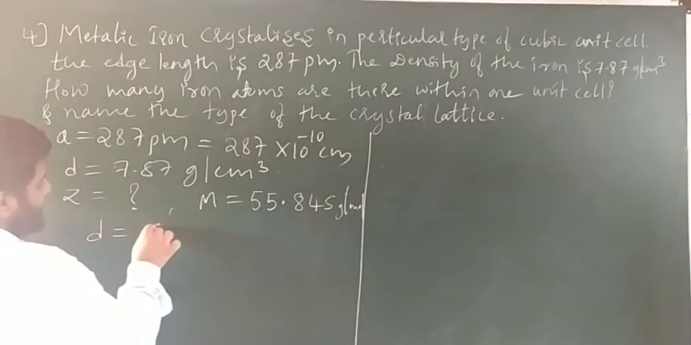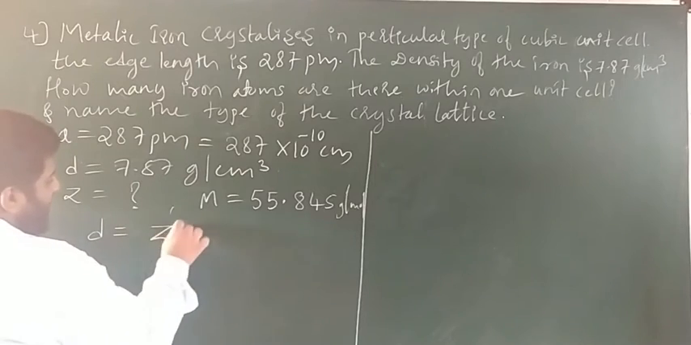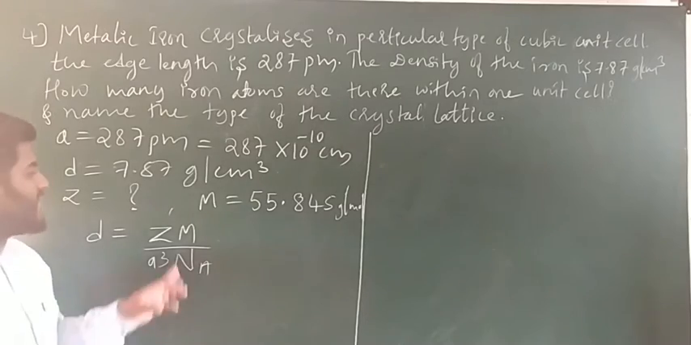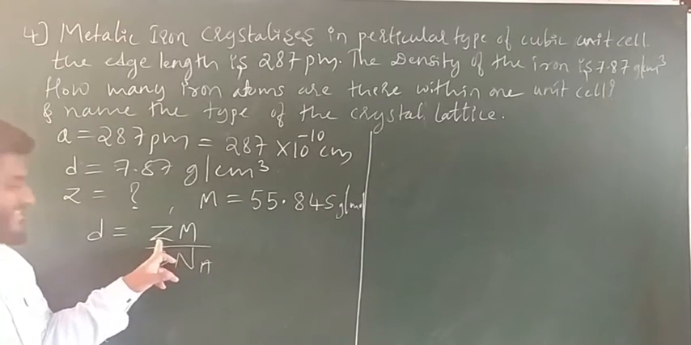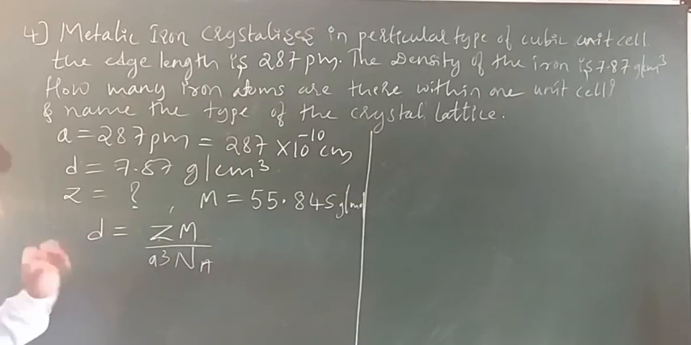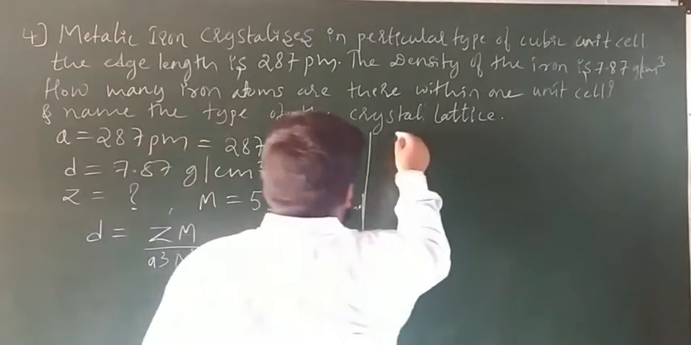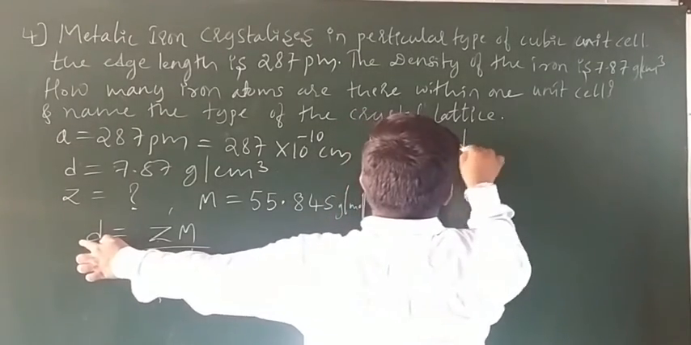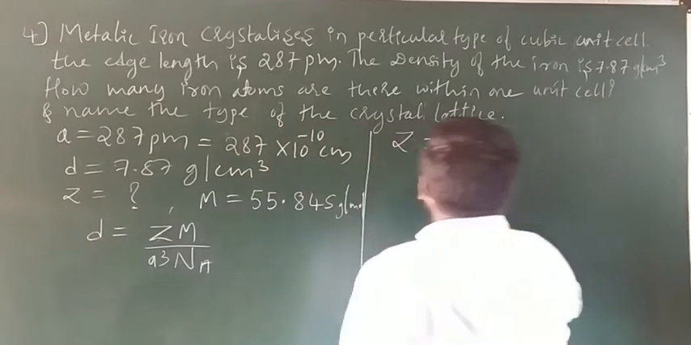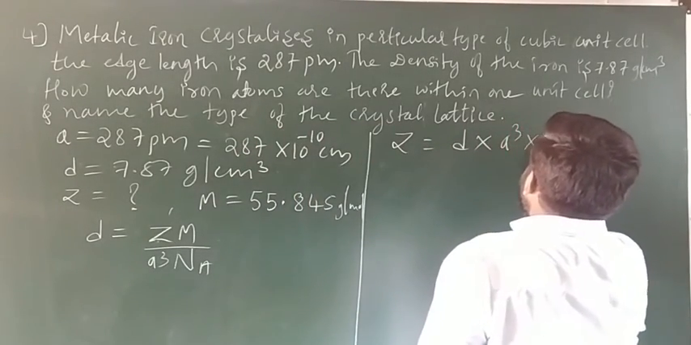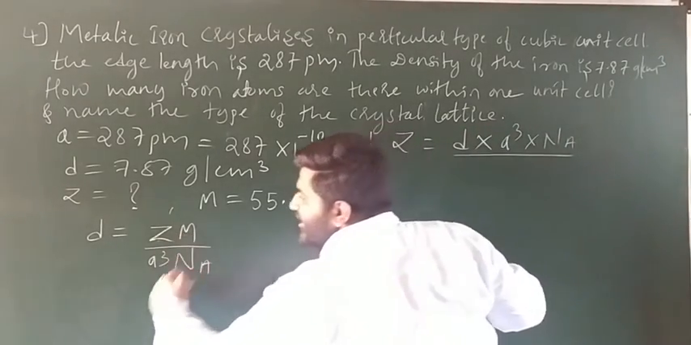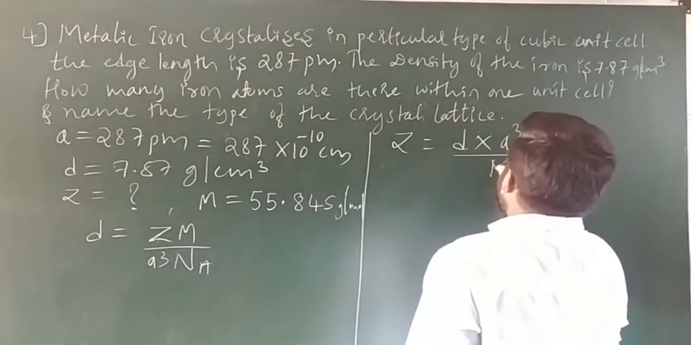D is equal to Zm divided by A cube Na. But what we want, guys? We want Z here. Keep Z as it is. This A cube Na take this side and M you take this side. What does it become? Z is equal to D, keep as it is. A cube Na, which is in the denominator, when it comes this side becomes numerator: A cube into Na whole divided by M. M is on the numerator, so when it comes this side it becomes denominator.